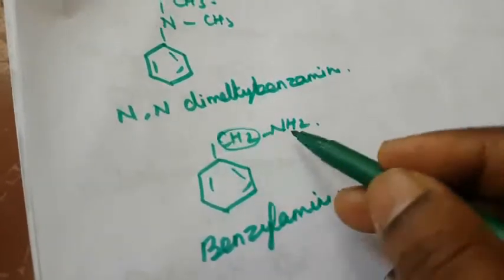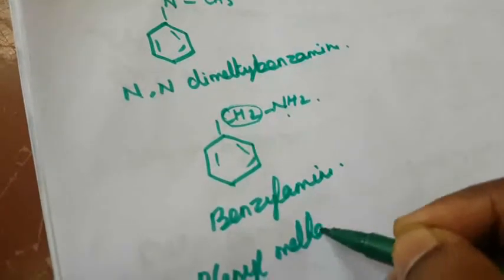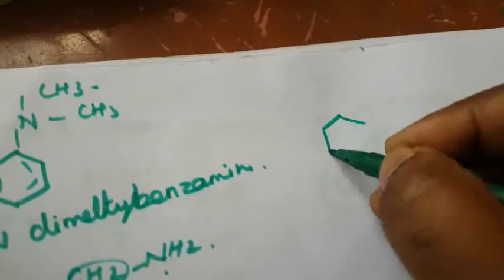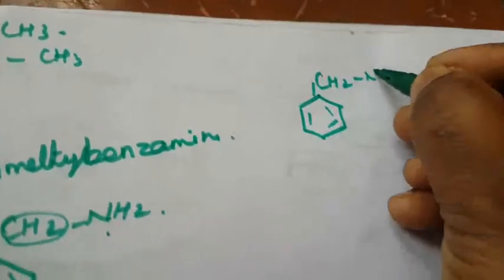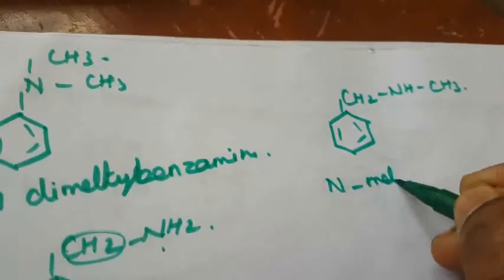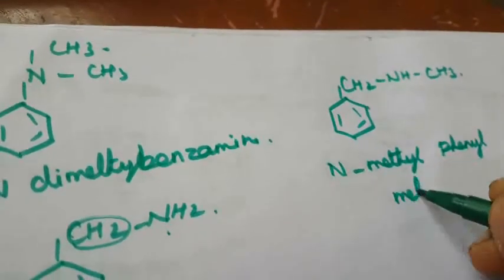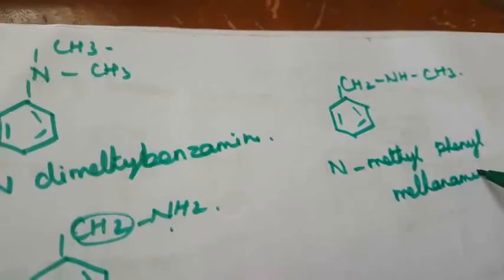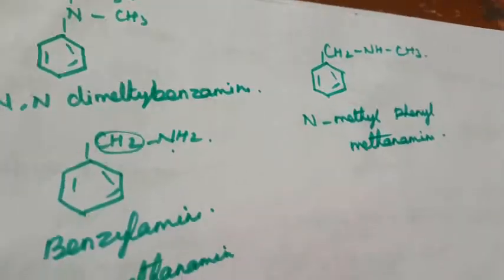So this is methyl amine. So phenyl methanamine. Next again, benzene ring, CH2 NH CH3, N-methyl phenyl methanamine. Okay, so this is the IUPAC name of this amine compound.